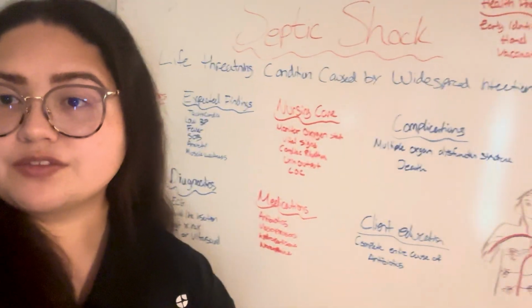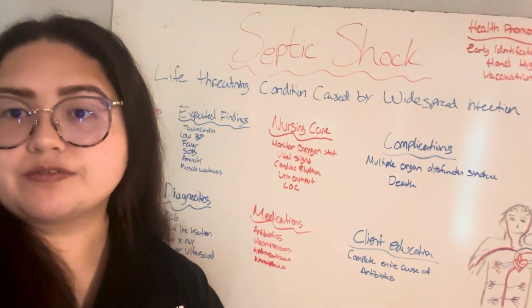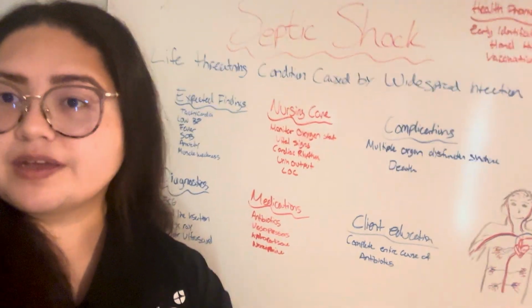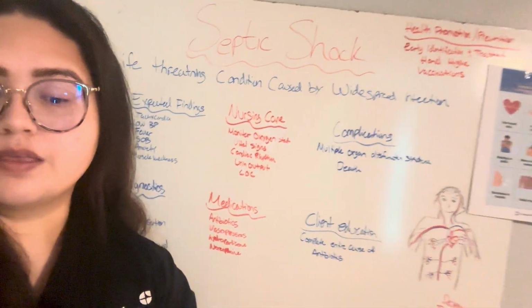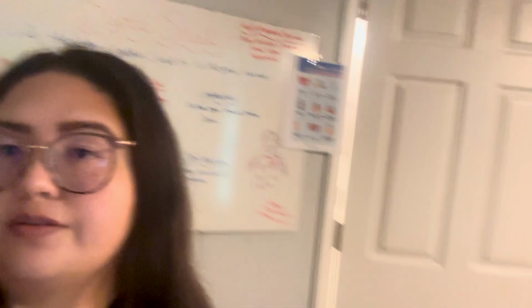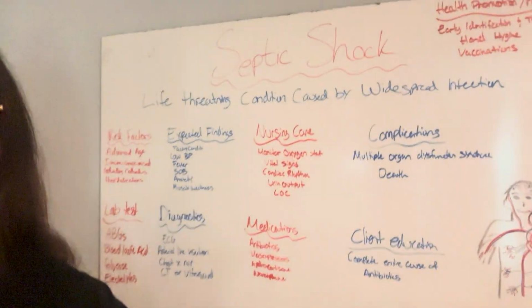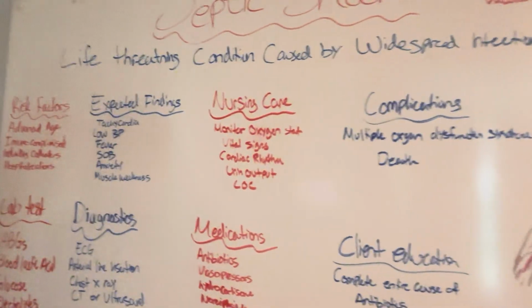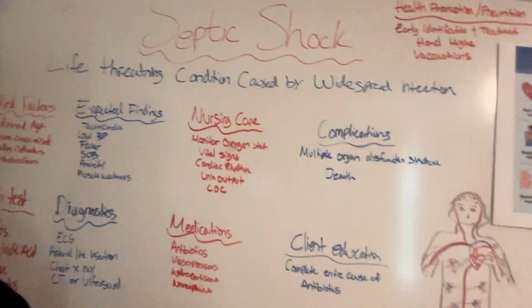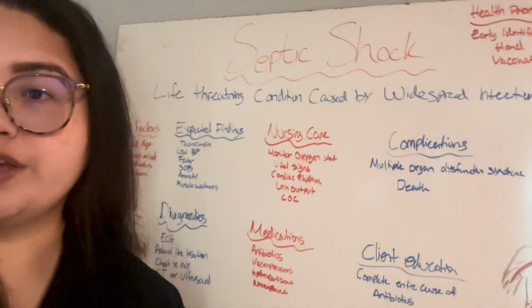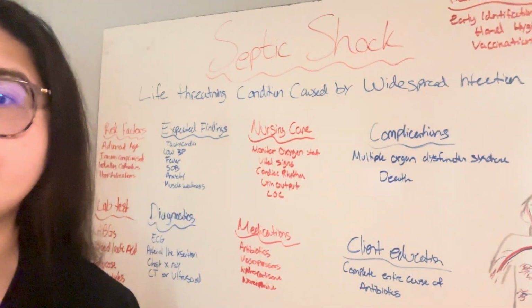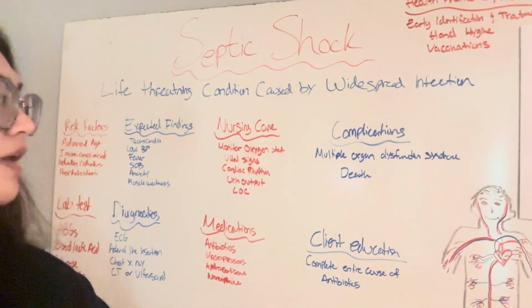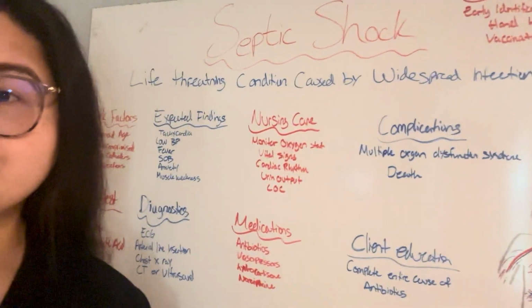A safety consideration is to always have resuscitation equipment at bedside because you never know when you're going to need it. And some nursing care include monitoring oxygen, monitoring the vitals, monitoring urinary output, and level of consciousness.